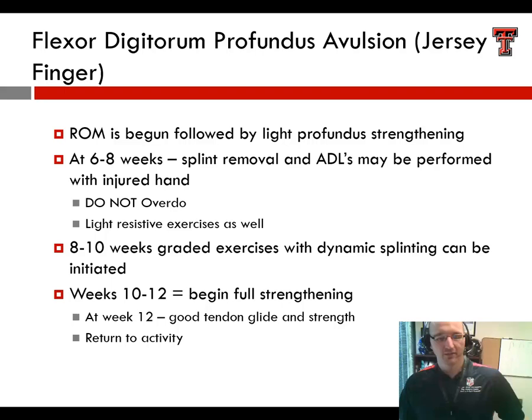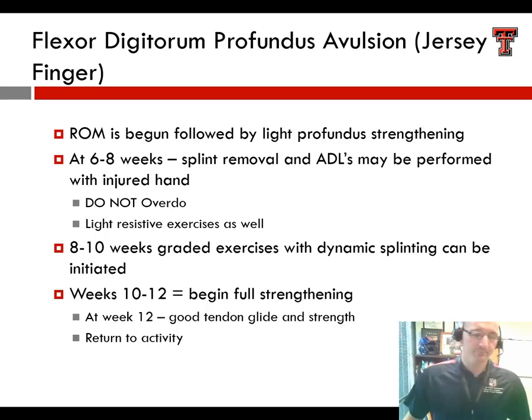Okay, 8 to 10 weeks, dynamic splinting can be initiated. We don't use a lot of dynamic splinting in athletics. It wouldn't be something they played with, but it could be something that they use while they're doing ADL type stuff. When we get to weeks 10 through 12, we start full strengthening, and then at week 12 we want good tendon glide, full strength, full return to activity.